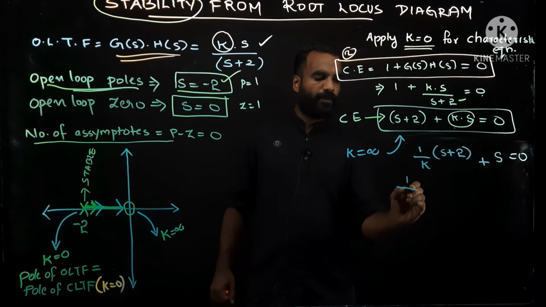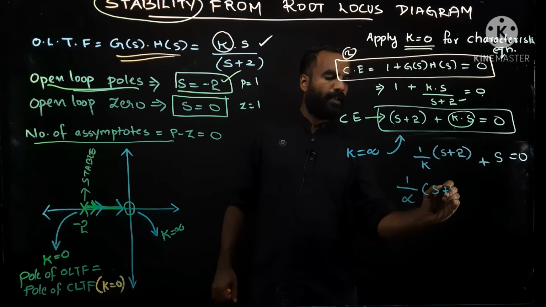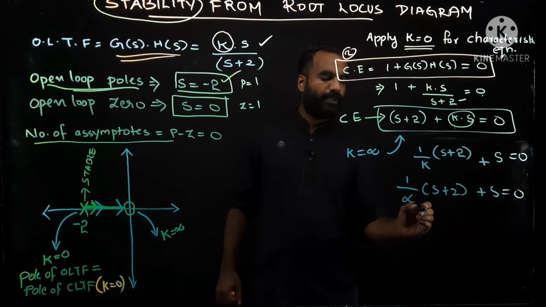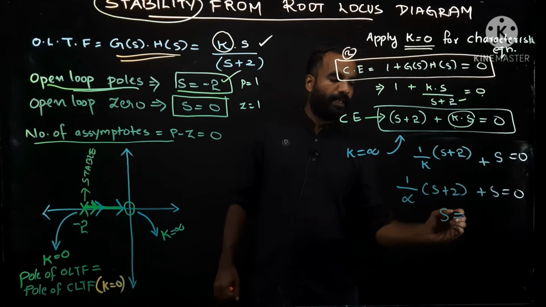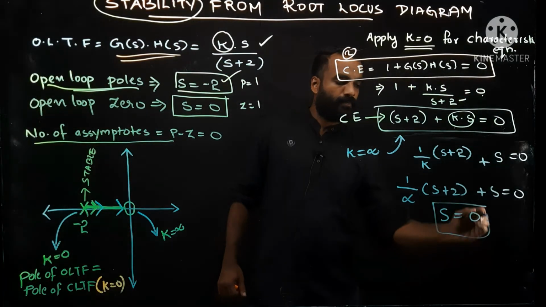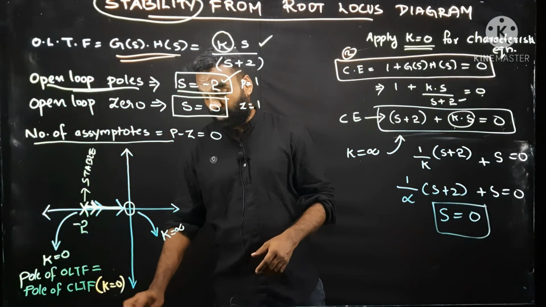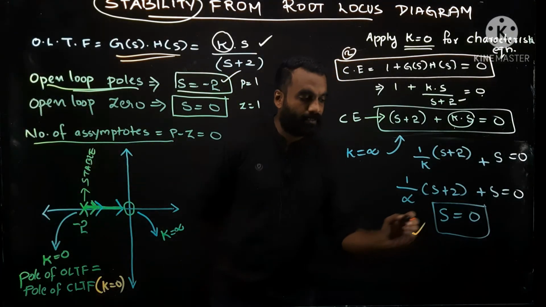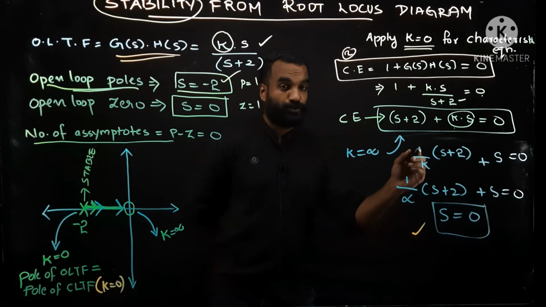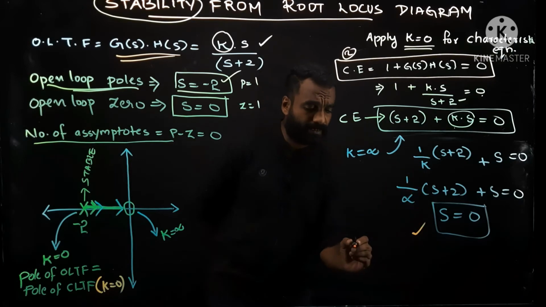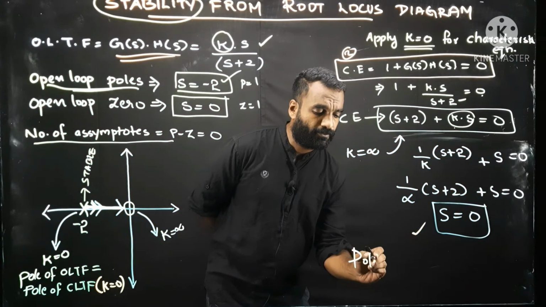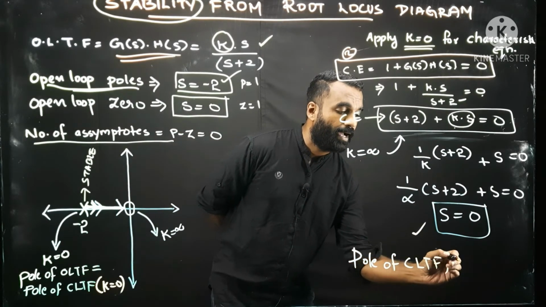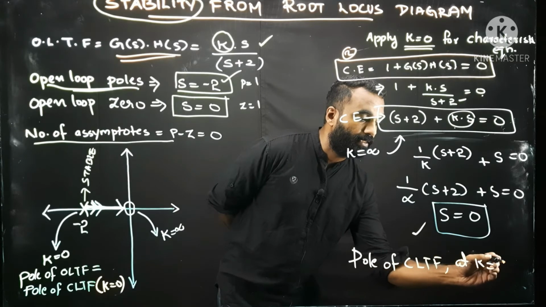So it will become 1 by infinity into s plus 2 plus s is equal to 0. So 1 by infinity is 0. Then we will get s is equal to 0. Very important conclusion. S is equal to 0. S is equal to 0 is nothing but solution of characteristic equation. That is nothing but pole of closed loop transfer function at k is equal to infinity.